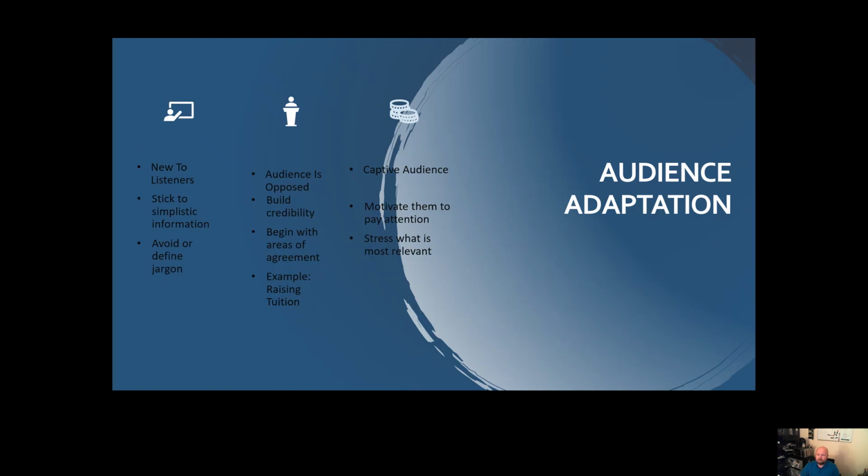So in this, we're going to talk about first audience adaptation, and we've talked about this to some extent, but it becomes really important with the informative and persuasive speeches because the speech topic that you pick is not just about you, but really it's about the audience. And so in addition to selecting a topic, that's the first part. There are several other factors that go into audience adaptation.